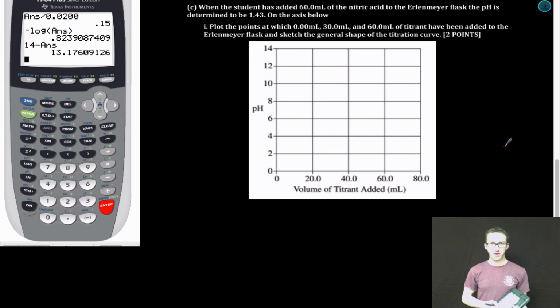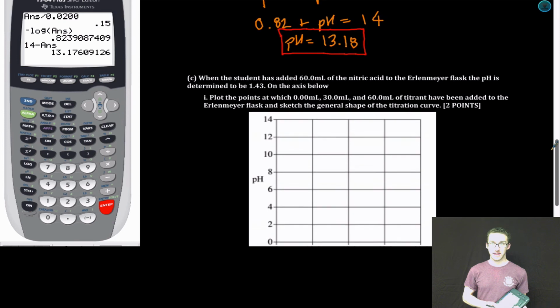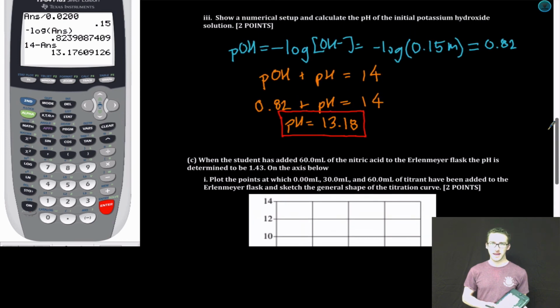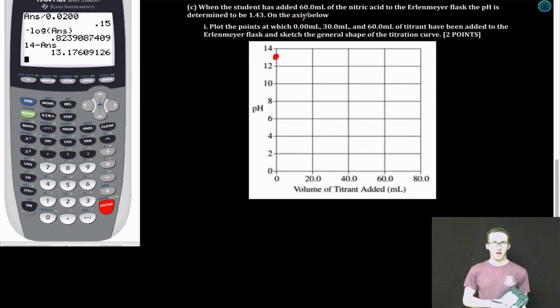Alright, we got this. Initially, we were working with the potassium hydroxide solution, and we just determined in part B, subpart I, that the pH of our initial solution was 13.18. Boom! I've plotted the point at 0.00 milliliters. Now remember, the next point I have to plot is 30.0 milliliters.